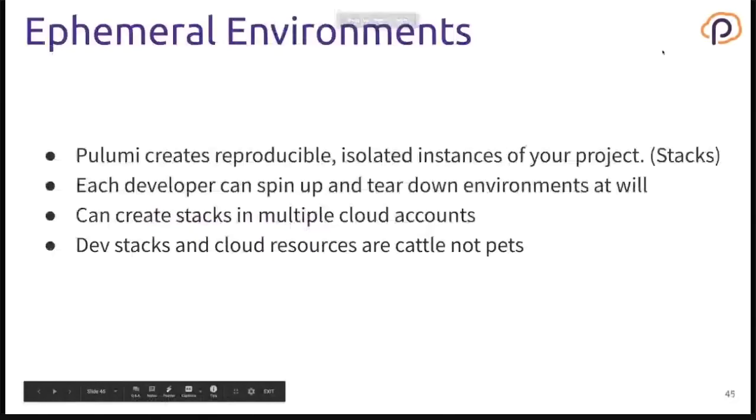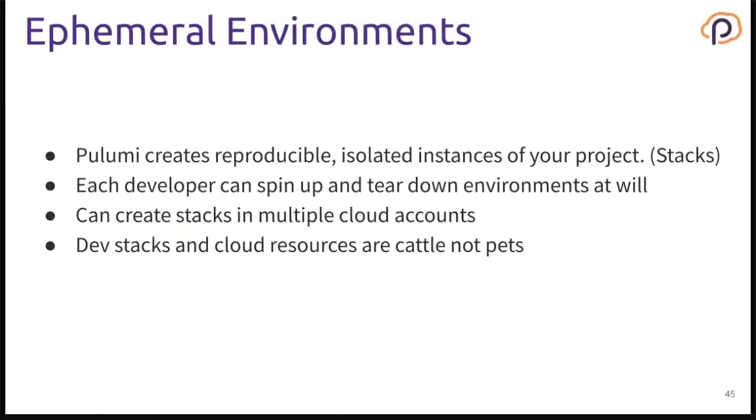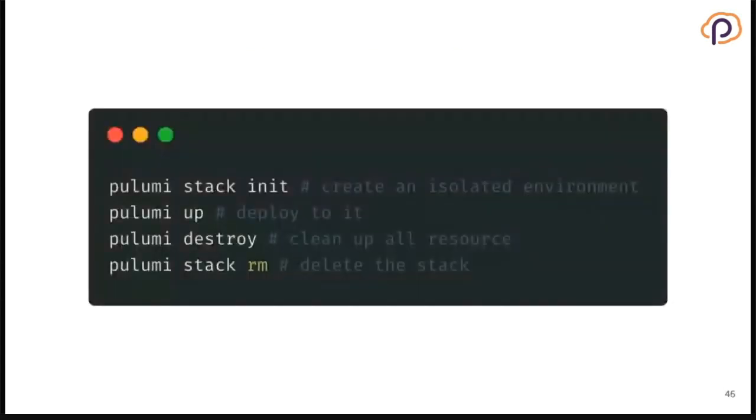All right, so Pulumi allows you to create reproducible, isolated instances of your project. We call these stacks. So each developer can spin up and tear down environments at will. If your environment gets borked, you can just take it out behind the shed and put it to rest and spin up a new one. So that life cycle here looks like pulumi stack init to create a new environment, pulumi up to populate it with cloud resources according to the state that you've defined, pulumi destroy, which cleans up all of your resources because we don't want to pay for that, right? And then pulumi stack rm to delete that container and delete the history associated with it.